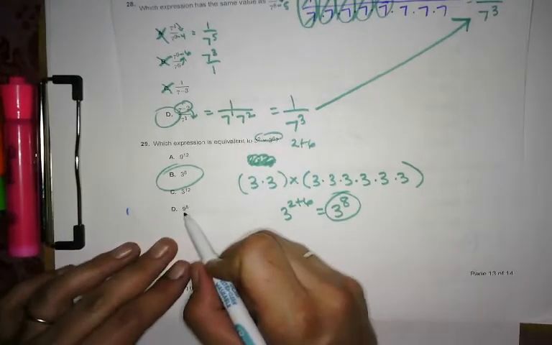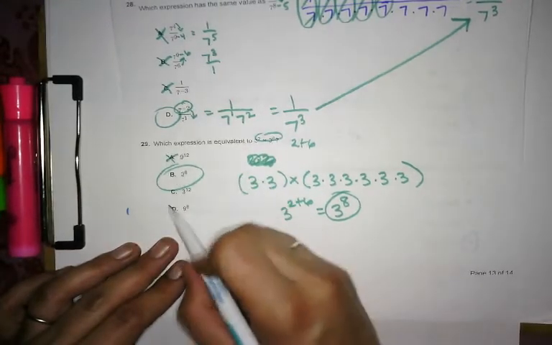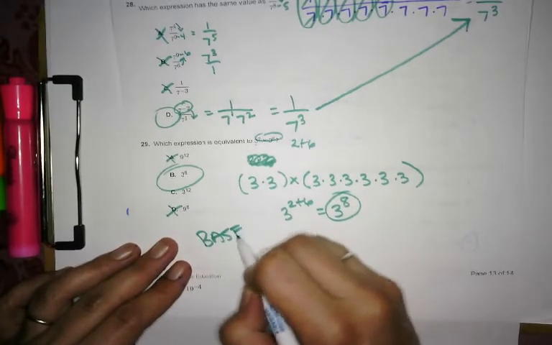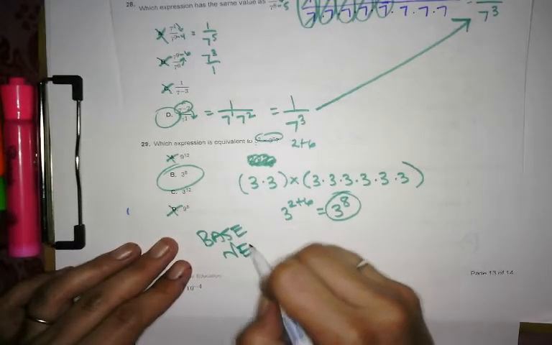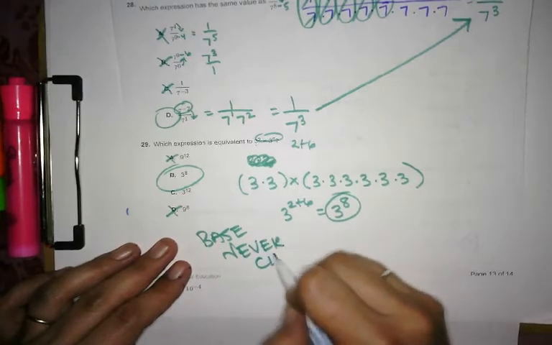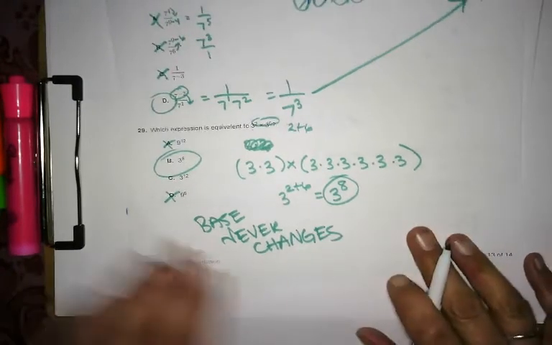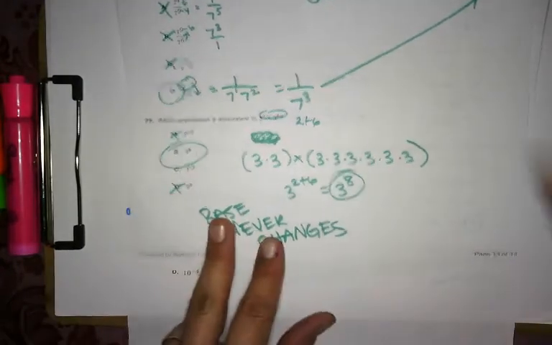So one thing I will say on these answers where there's a 9 at the bottom, hoping kids will do 3 times 3, the base never changes. So when you're working on exponent problems, this is something you can just remember. The base never changes.